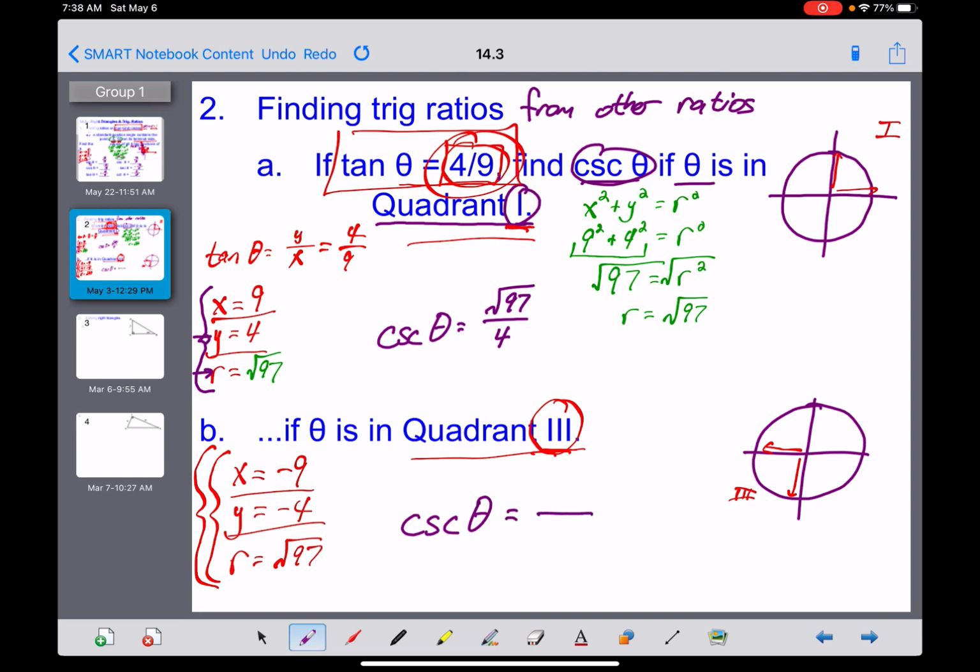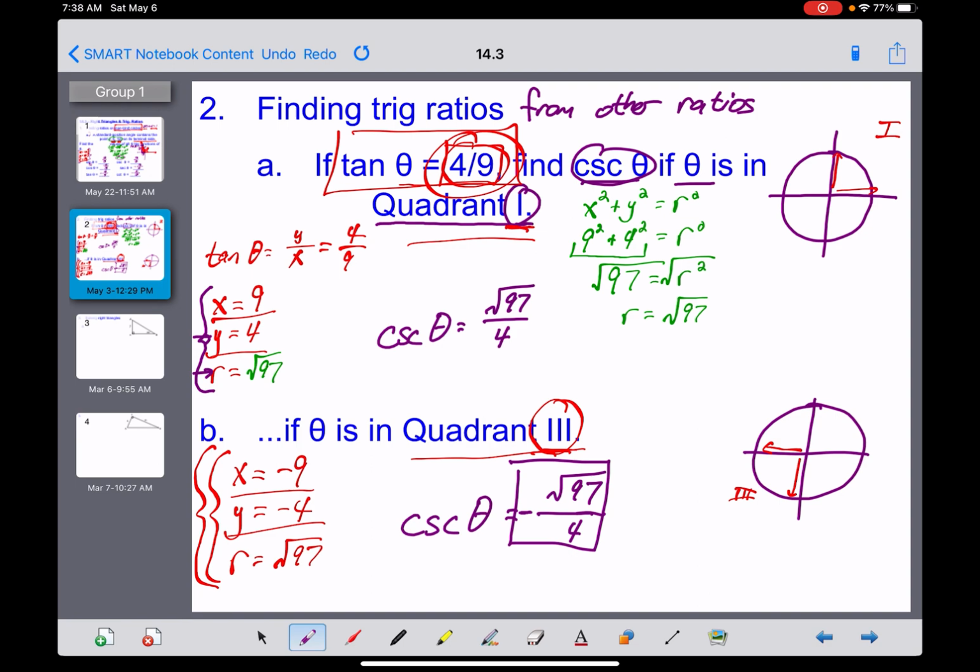Cosecant of theta, once again, you guys, is r divided by y. Well, in this case, r is still the square root of 97. Y is now negative 4. So I'll put the 4 here and the negative out in front, and I'll box that one up right there and call that good. Probably should have left myself a little bit more room.